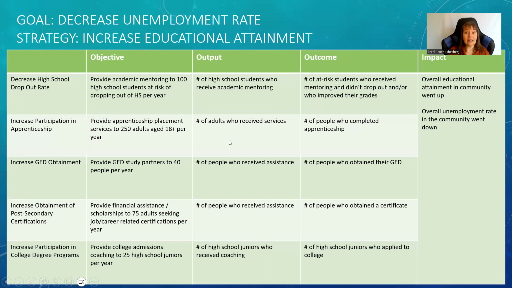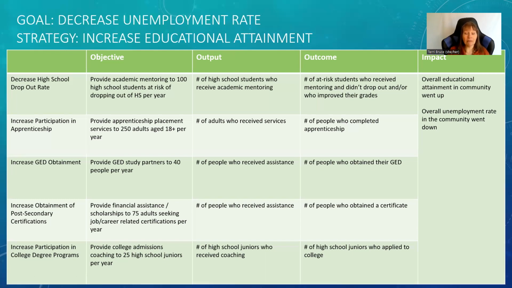So basically, did you achieve your aspiration is the research question. The number of people who received assistance, the number of high school juniors who received coaching. That's the number of people who received the assistance. The outcomes are going to be the result of those services. If we're providing academic mentoring to 100 high school students, the reason we're doing that is to decrease the high school dropout rate. So the outcome is the number of at-risk students who received mentoring and didn't drop out.